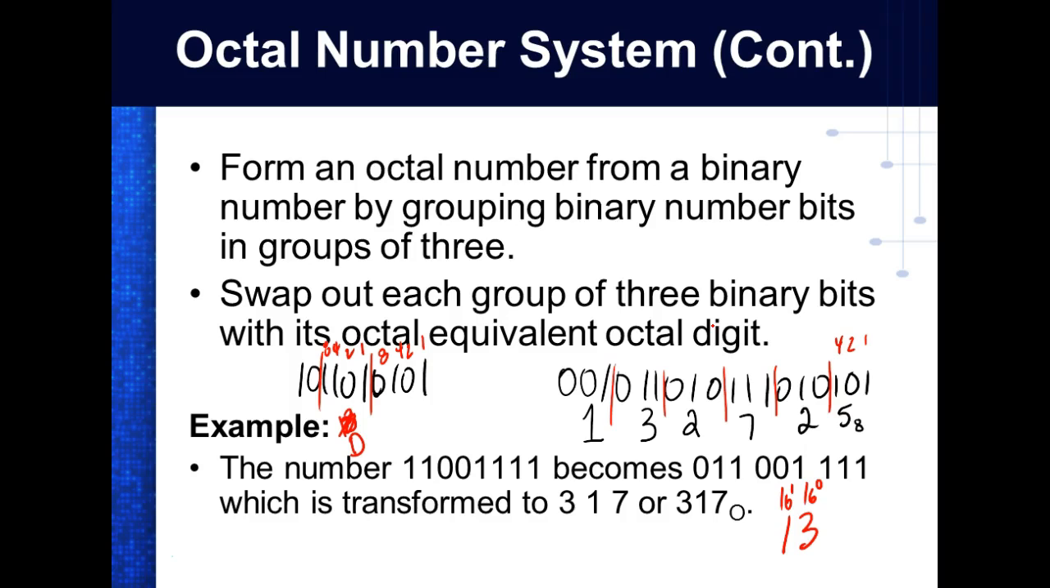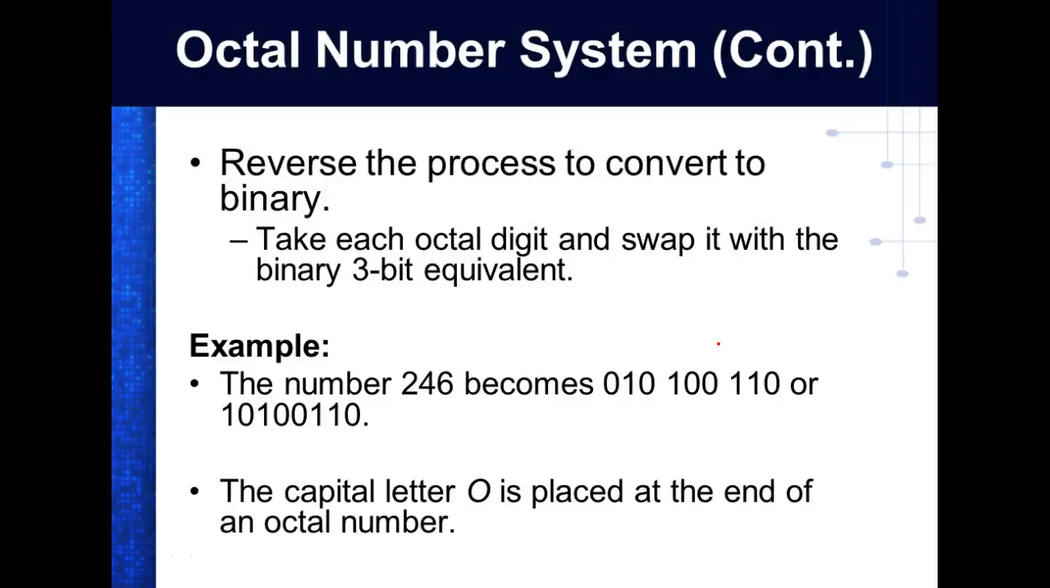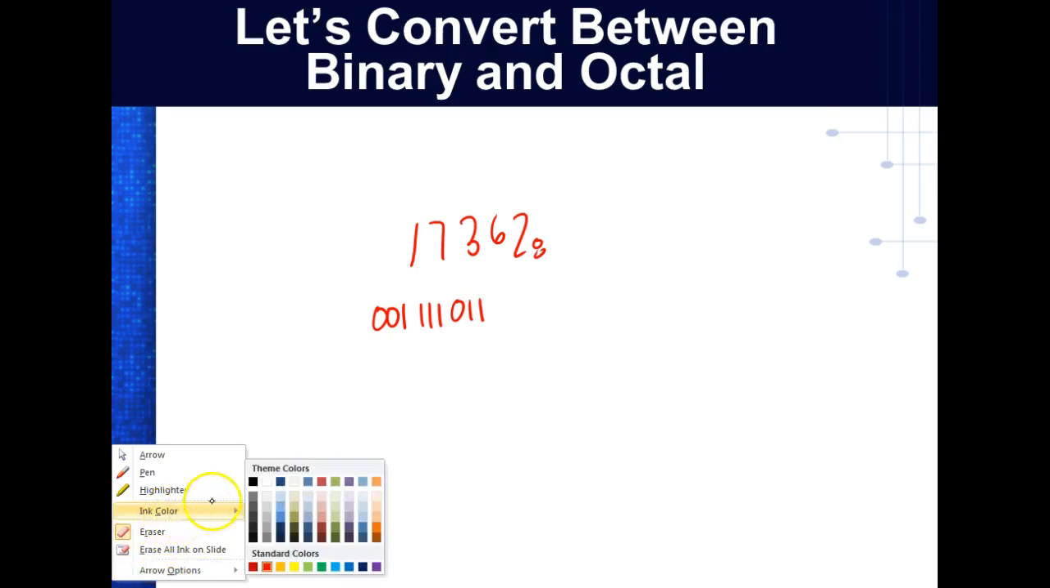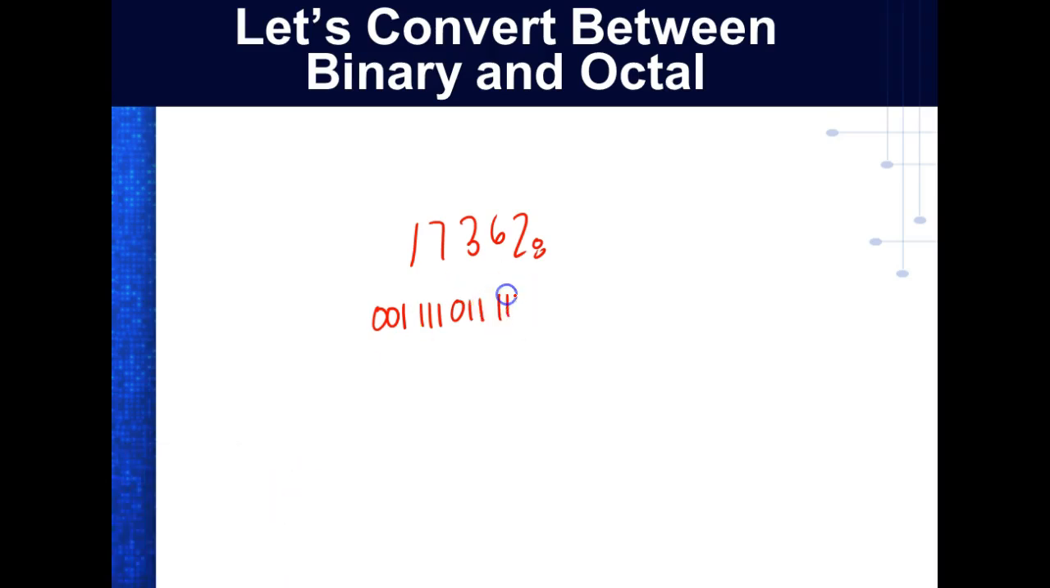And if I was going to take this number and convert it from octal, 17362, then what would I use? I would use groups of 3s. I would say that's a 1, that would be a 7, that would be a 3, that would be a 6. Oops, I'm thinking hexadecimal, guys. This would be a 6, and that right there would be a 2.